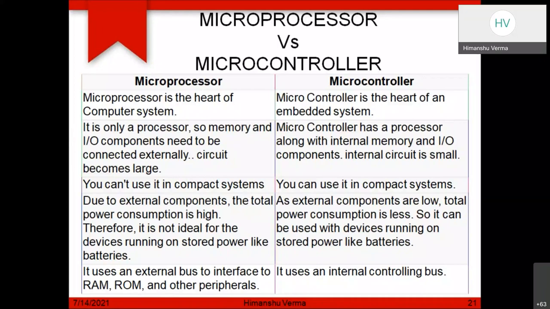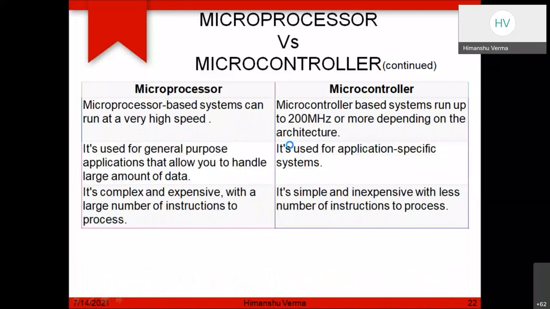On the other hand, we have a microcontroller, which includes the processor along with internal memory as well as input output components inside that internal circuit. So in the case of a microcontroller, we just need to provide input, and we can get output from that device, right? So this one is the biggest difference between them.